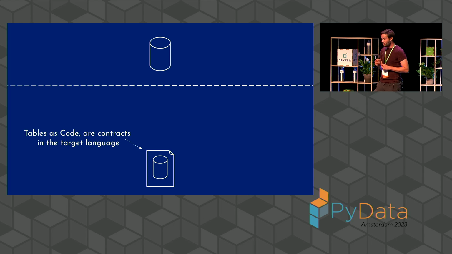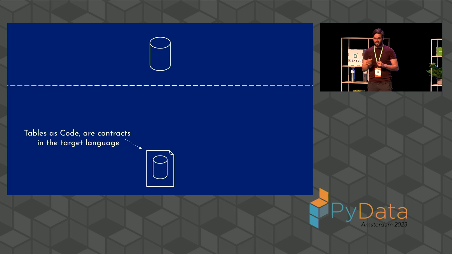So, a table as code is simply a contract, you could see it as a contract, that lives in the target language. So it could be Python, for example.